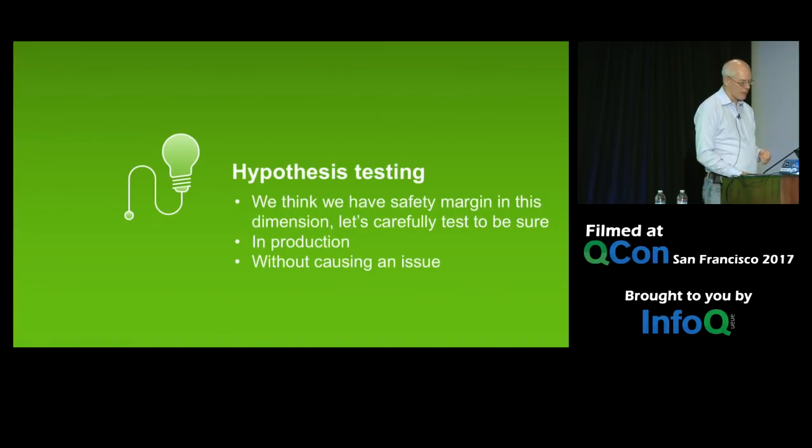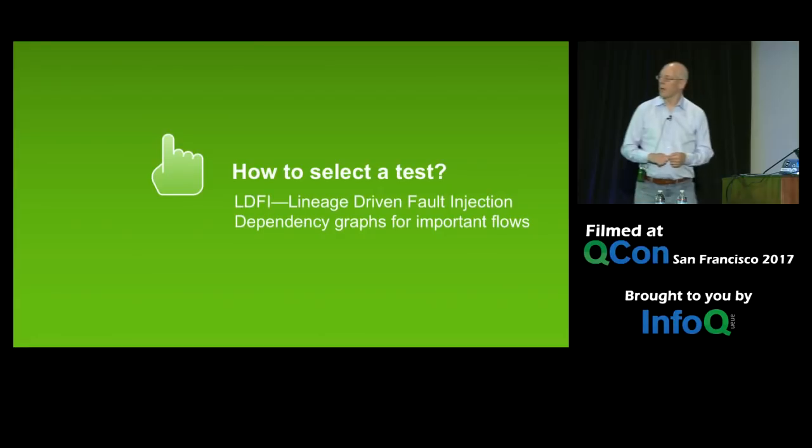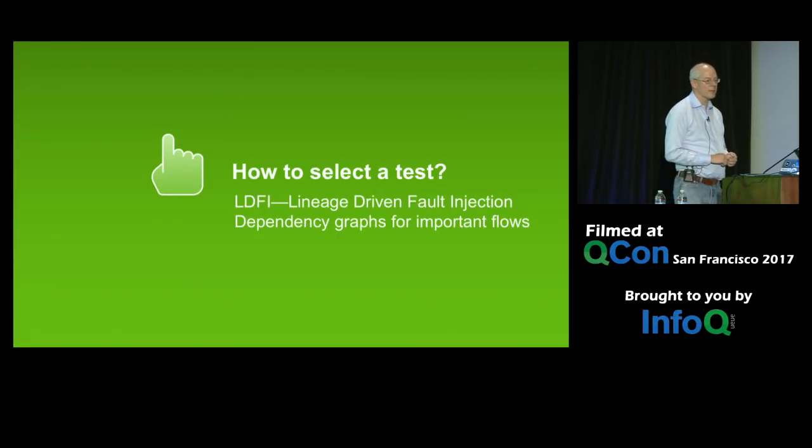So this came up in the panel session earlier. How do you select a test? There are so many places you could inject failures. What are these dimensions, and where should you be trying them? Lineage-driven fault injection was a talk one year ago at QCon here, by Colton and Peter Alvaro.